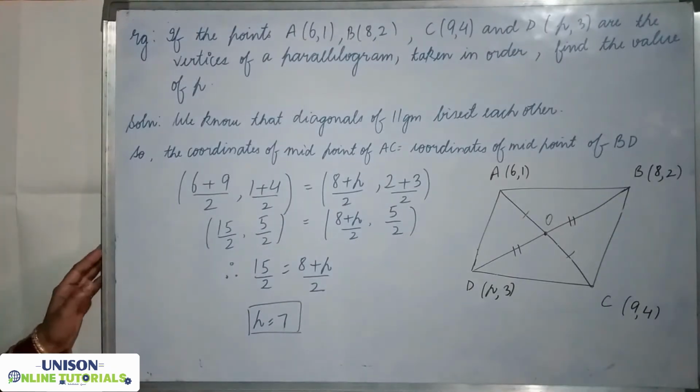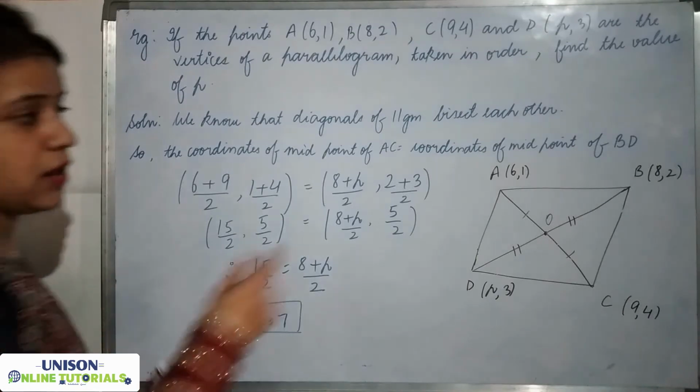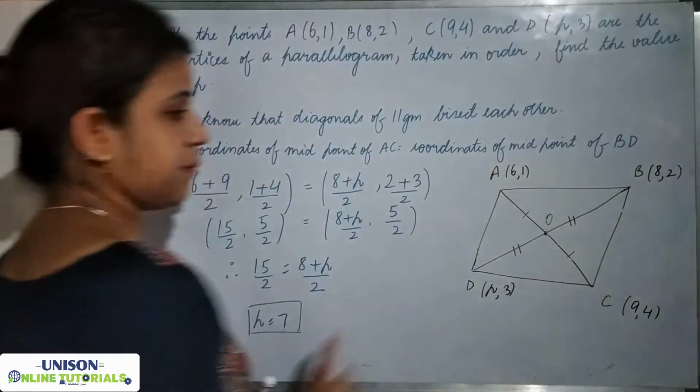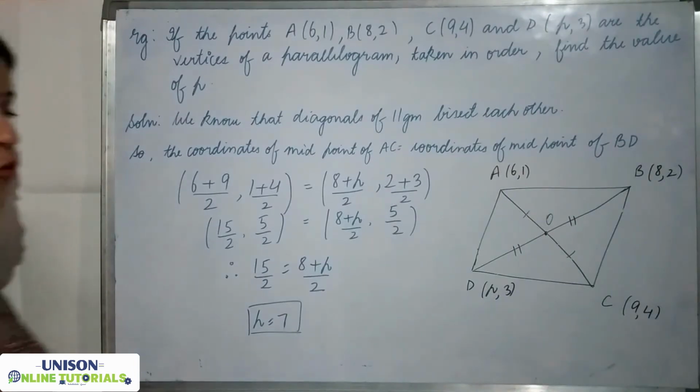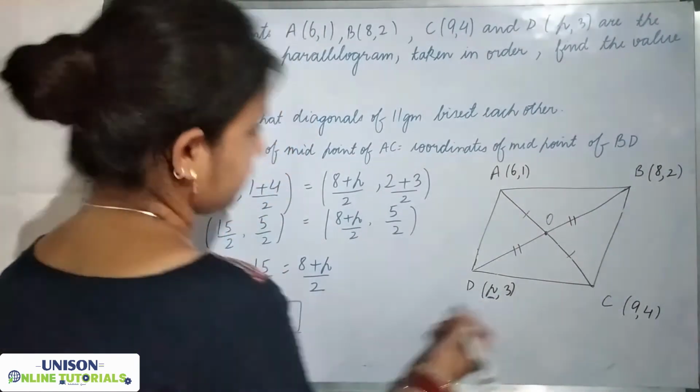Let's take another example. If the points A(6, 1), B(8, 2), C(9, 4) and D(p, 3) are the vertices of a parallelogram taken in order, we have to find the value of p. So here ABCD is a parallelogram and its coordinates are given to you. Now you have to find the value of p.